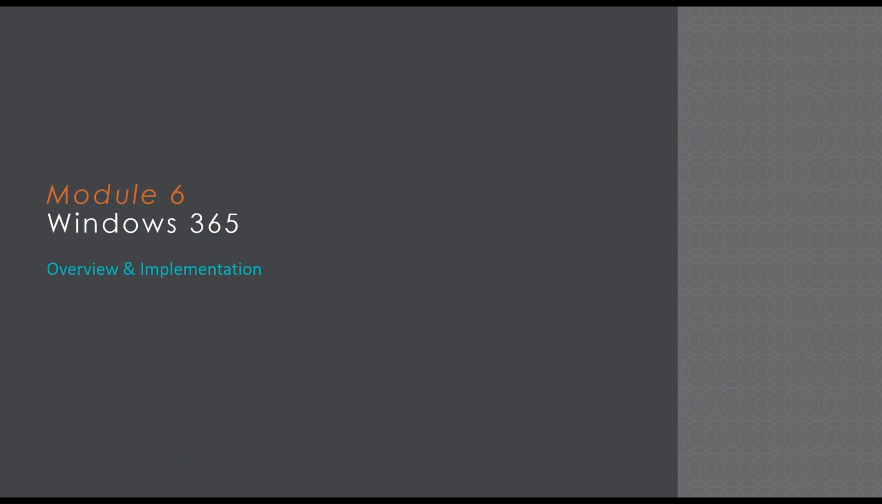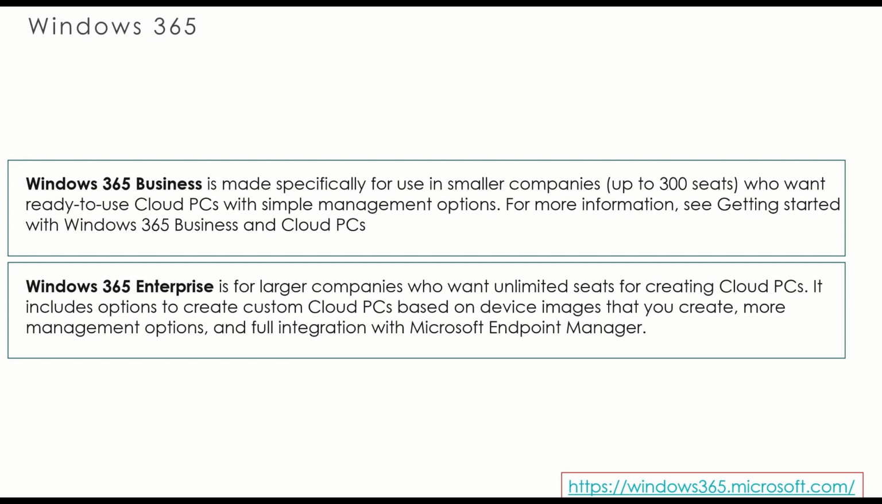Now we'll look at Windows 365 as a solution. So there are 2 types of Windows 365 solutions. We've got Windows 365 Business and Windows 365 for Enterprise. Windows 365 for Business is made specifically to use in smaller companies, up to 300 seats. Okay. And the use of Windows 365 is more for simplicity and out of the box. Windows 365 Enterprise is for larger companies who want unlimited seats for creating cloud PCs. It also includes the options to create custom cloud PCs based on device images that you create, and integration with Endpoint Manager as well as virtual networks with Azure Management.